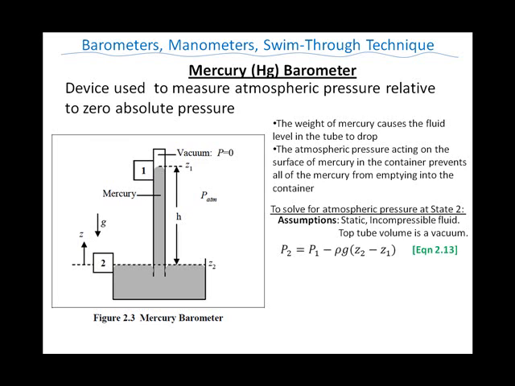It states that the pressure at position 2 is equal to the pressure at position 1 minus the density times the acceleration due to gravity times the difference in height, which we annotate as z. Now, putting in my values for my barometer, knowing that pressure 1 is a vacuum, so the pressure is 0, and calling Z2 my reference datum, or 0, I can then state that the atmospheric pressure, P2, is equal to the density of the mercury times the acceleration due to gravity times the height difference in the fluid.